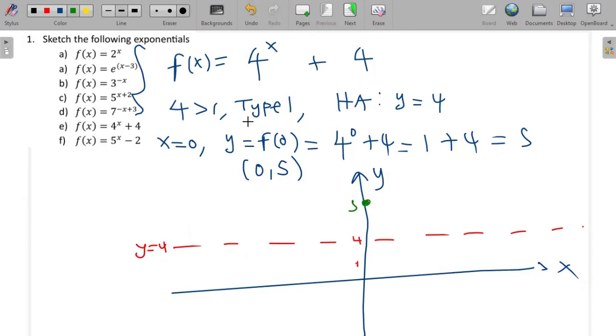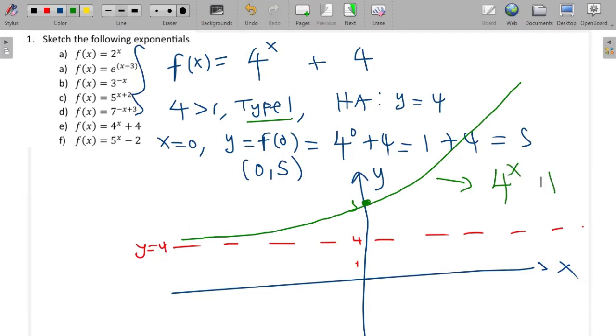Okay, and then this is a type 1. So it's coming from there, passing through there, going like this. So this guy here is my 4 to the power x plus 4. Okay, so that's the sketch there.